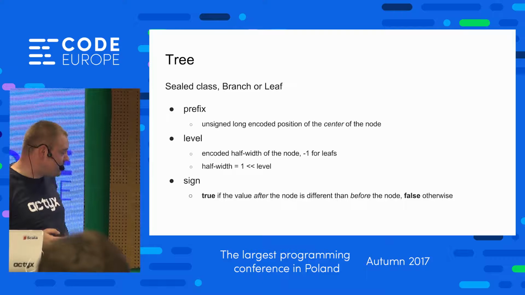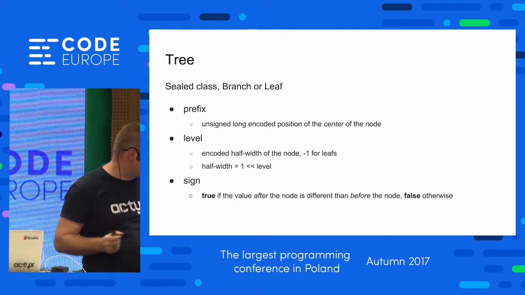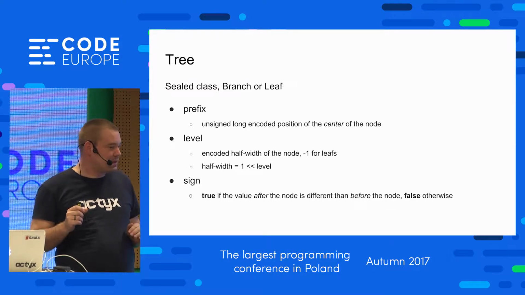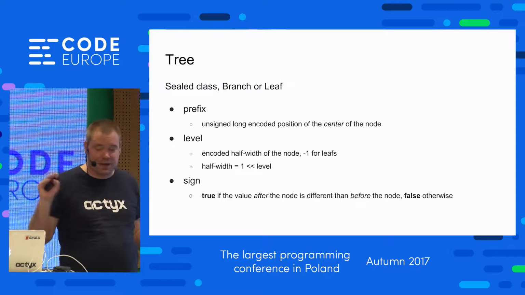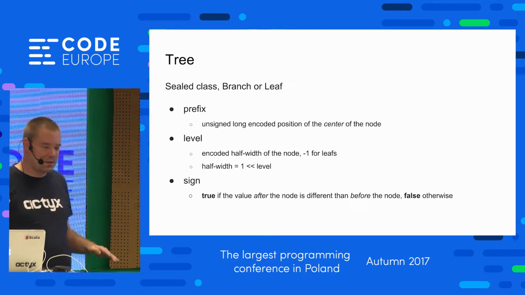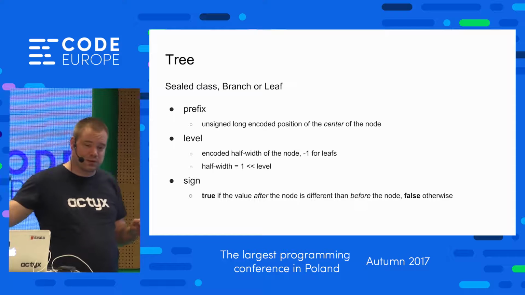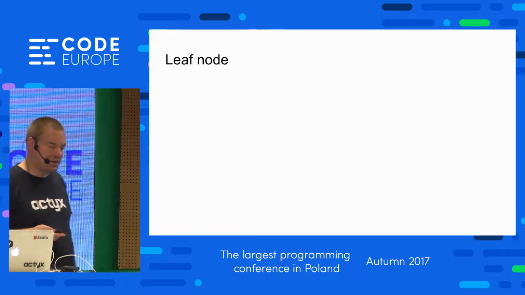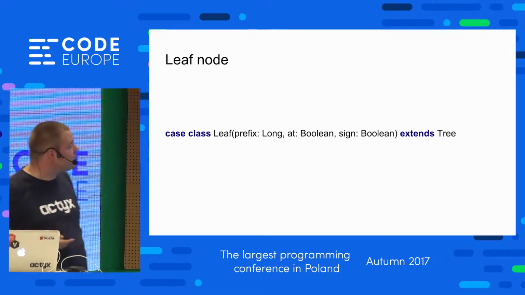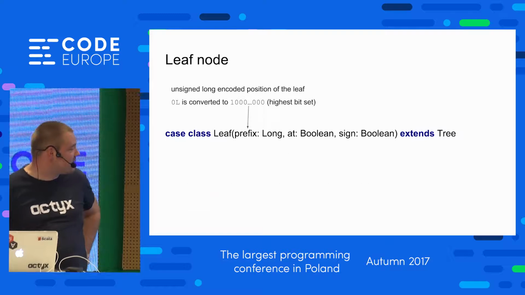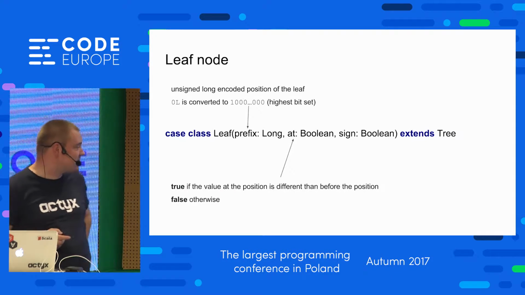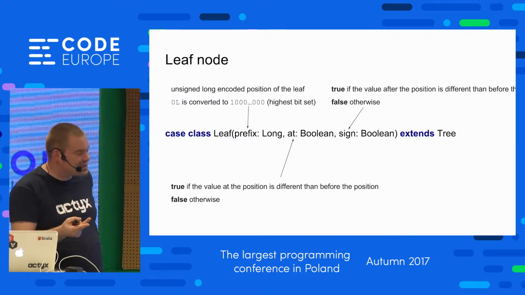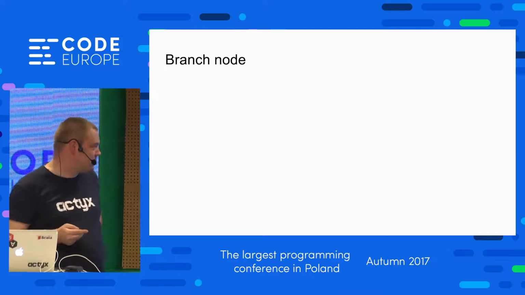And then we have, now it's getting a little bit more interesting. We store a sign, which means it's a Boolean again, which means whether the value before the branch and after the branch is different. So if you start at false and you go to true, then the sign would be true. And if you start at true and go to false, sign would also be true. So a leaf node, this is how it looks in Scala, contains a prefix, a value at the position, and a sign which tells you whether it changes afterwards or whether it stays the same.